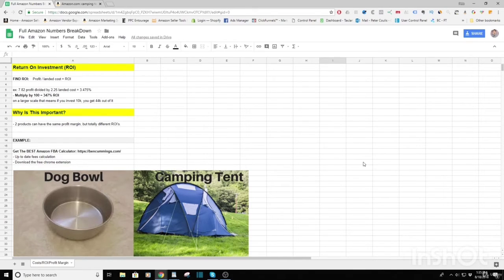Now, why is this so important to dial this in? Well, because two products can have the very same profit margin, but totally different ROIs. So let's say you boil it down to two winning potential products that you want to go all in on, source from China, plunk down a few $1,000s, and you're like, man, which product should I go with?